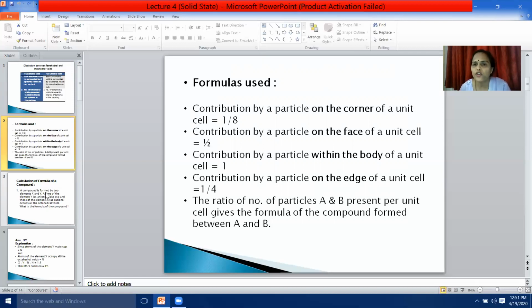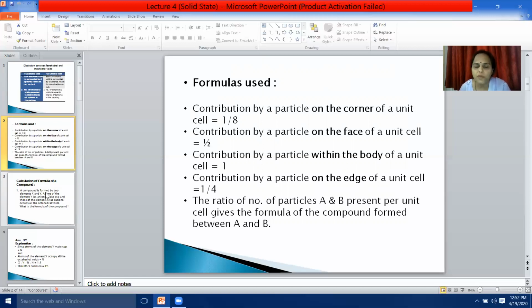The next is the contribution by a particle within the body of a unit cell. This I told you in body-centered cubic unit cell, that the contribution by a particle within the body of a unit cell is equal to 1. Then the contribution by a particle on the edge of a unit cell. This is a new formula which I introduced here. The contribution by a particle on the edge of a unit cell is equal to 1/4. There are 12 edges in a cube. So the contribution by a particle on the edge of a unit cell is equal to 1/4.